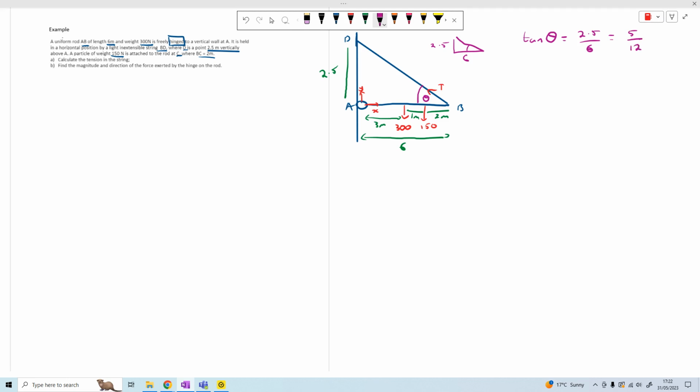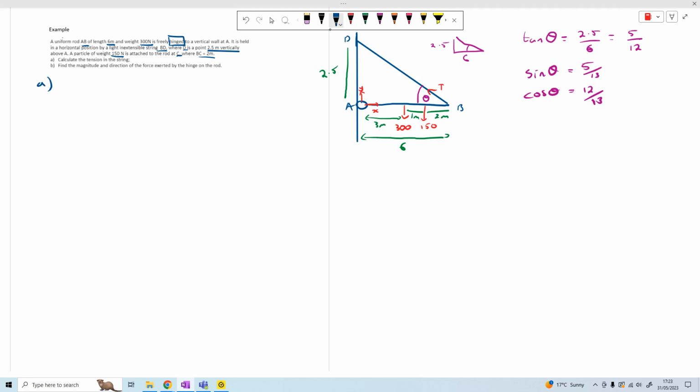So if they don't tell you an angle, use some geometry and trig to try and find out what that angle is, which means I can work out sine theta and cos theta, because this is one of my special triangles, 5, 12, 13. So sine is going to be 5 over 13, and cos is going to be 12 over 13. Again, that makes things a little bit easier for me. So that's everything I need to know.